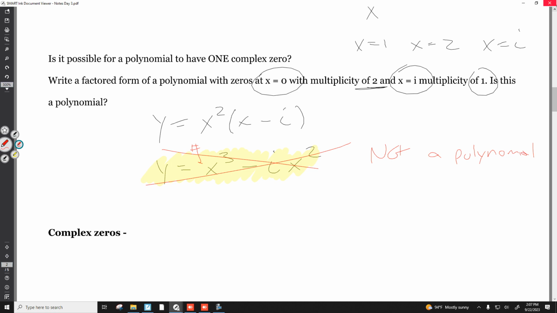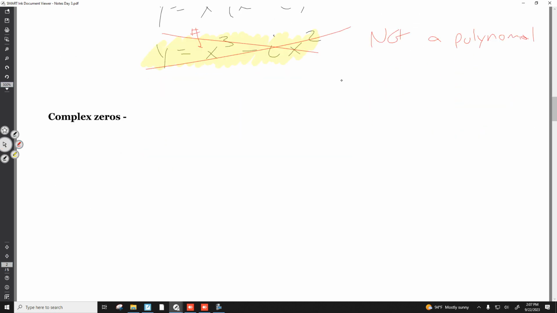Now, I'd like you to try something for me. I'd like you to multiply the pair x plus i and x minus i together. Please multiply, distribute x plus i times x minus i, and tell me what you get. Go ahead, do the distribution. What do you get?